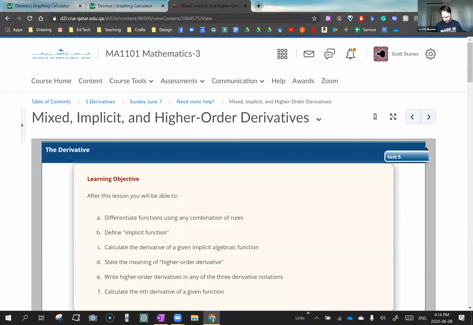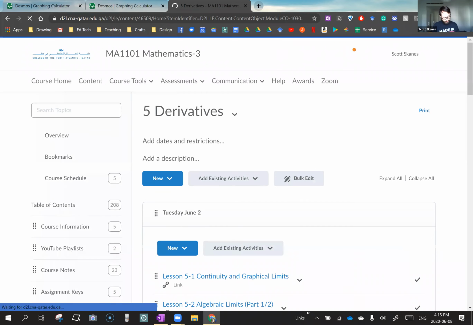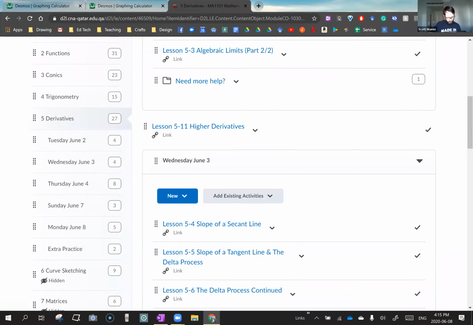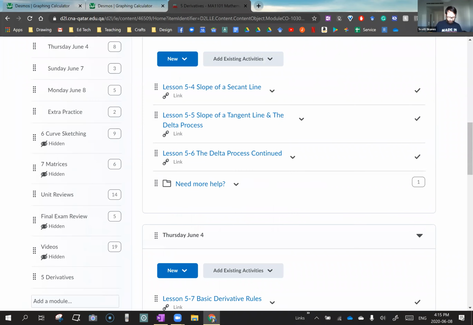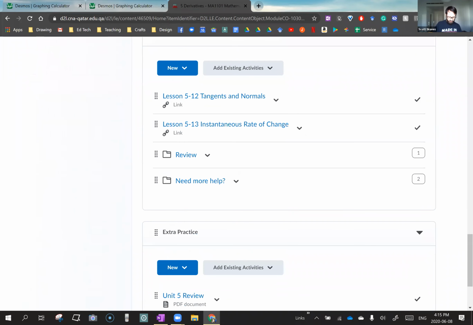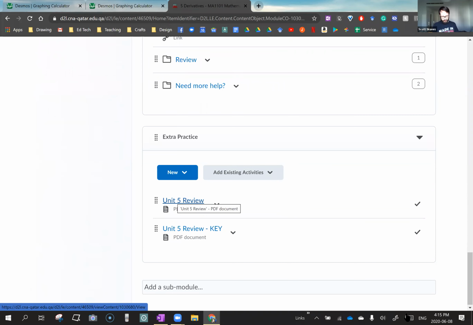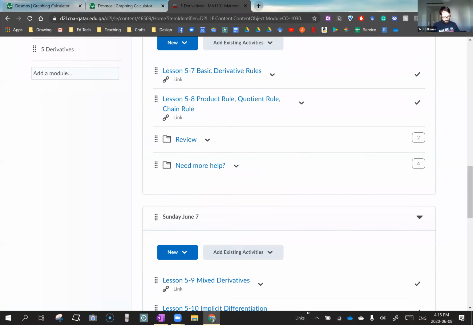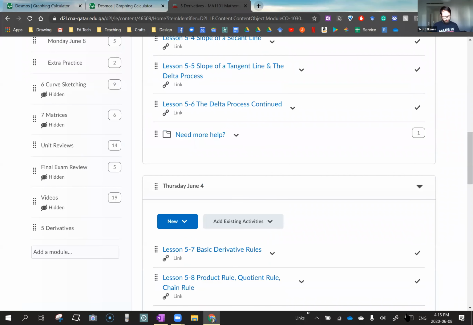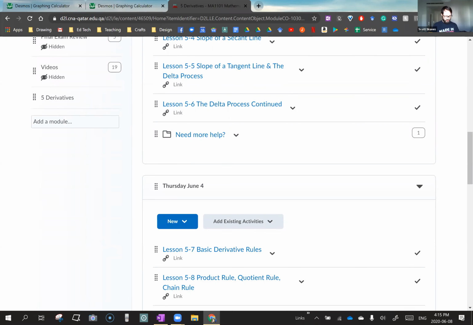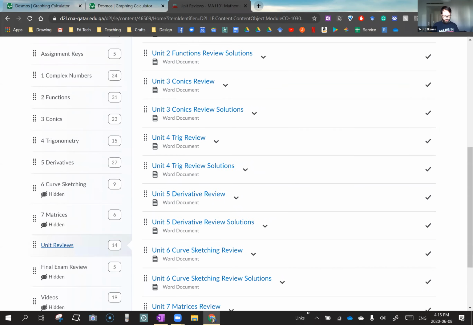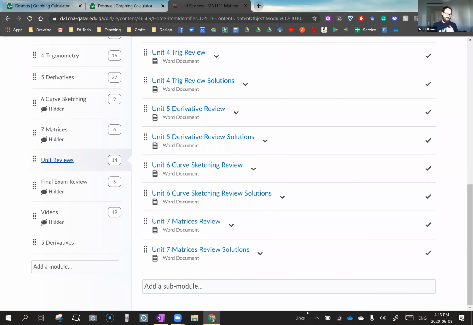The other place, if you want more classic practice, paper and pen type of stuff, you go into derivatives, and at the very bottom I've got extra practice. So Unit 5 review with the answer key. And if you want even more practice, I've got unit reviews on the side of the page. For every single unit, there's a review. So just in case you're wondering where to go get extra practice, you can go there.